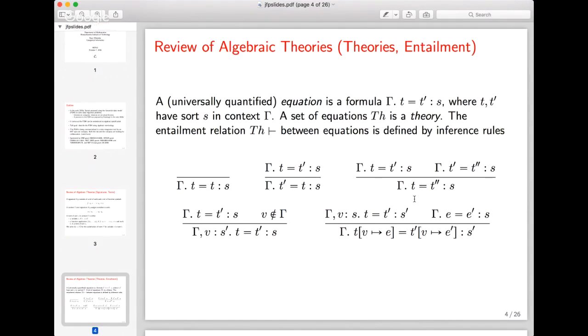For example, the first rule, t equals t, is the reflexivity of equality. It says that any term t is equal to itself in any context. Then we also have rules for symmetry, that's the second one, and transitivity, that's the third one. We can also add variables to context, and then finally we have to make sure that the rules are closed under substitution. That's the last big rule there, and that's it. That is the entire apparatus of equational logic.